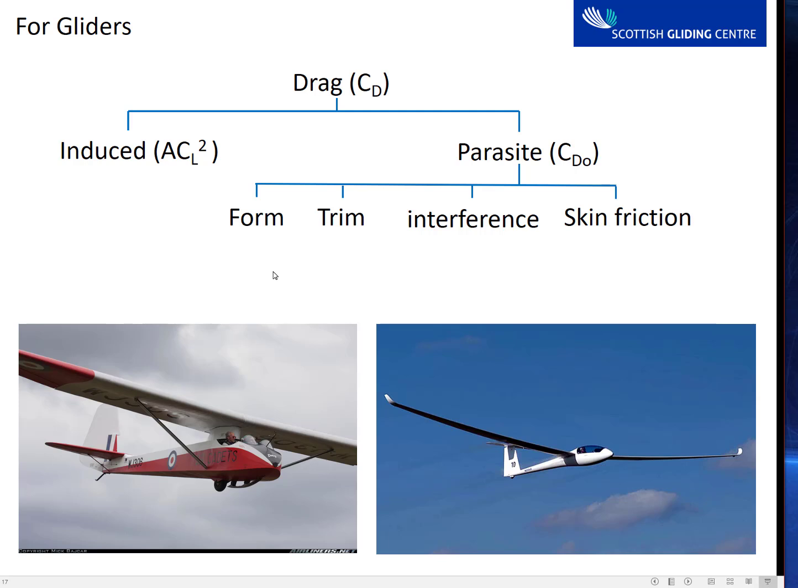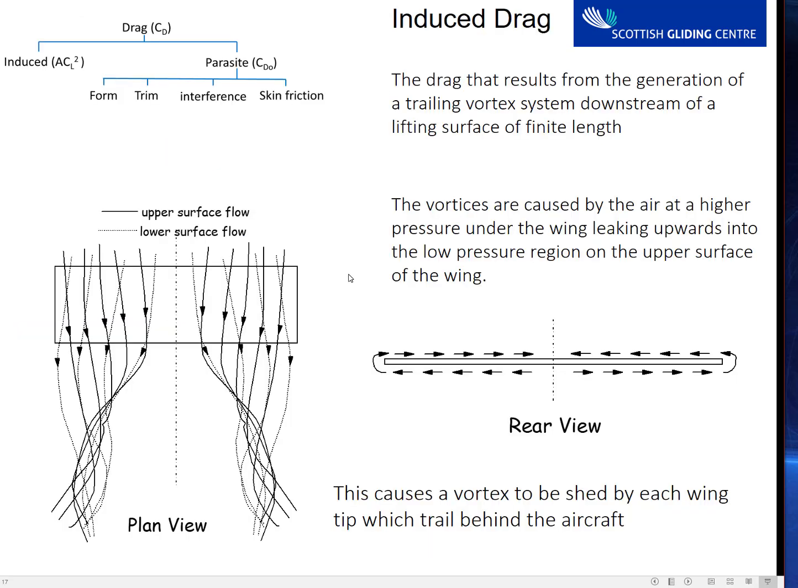So the only drag we need to consider for a glider is the lift dependent drag, induced drag, and the lift independent drag: form drag, pressure drag, trim drag due to our stabilizing surfaces, the interference drag where wings and fuselages meet, and skin friction drag, which is drag due to the presence of the boundary layer. Now, we're going to look at these two types independently.